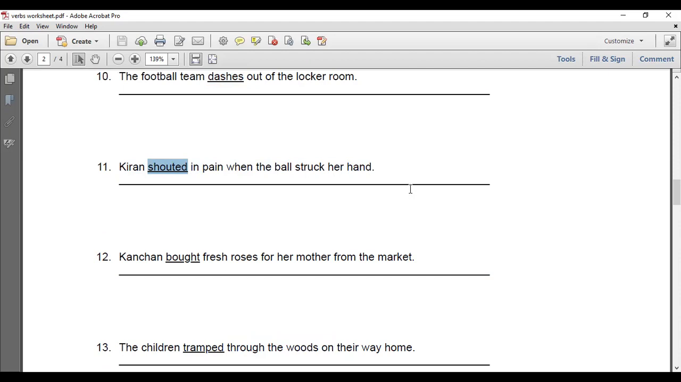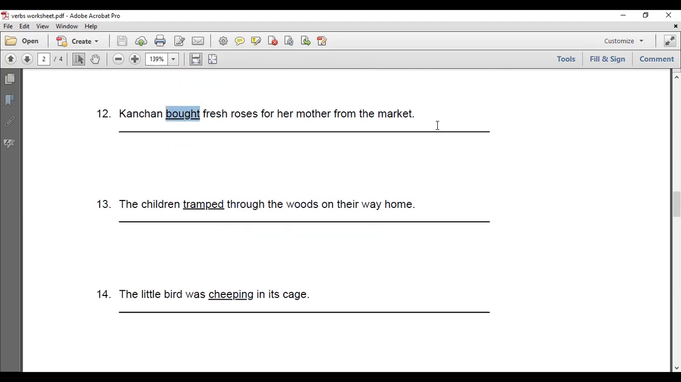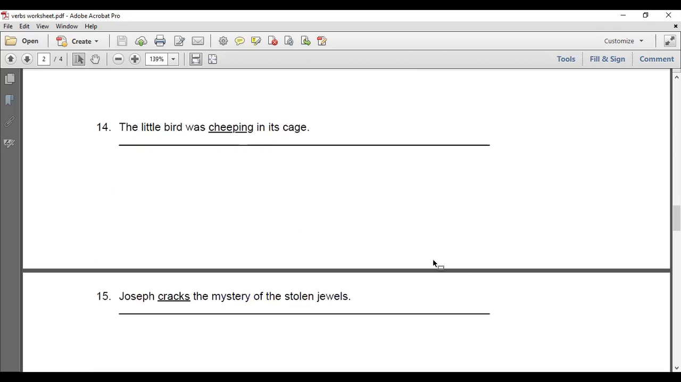Kanchan bought fresh roses for her mother from the market. Another word for bought. The children tramped through the woods on their way home. Tramped. You don't know the meaning, you can use the dictionary. The little bird was chirping in its cage. Spelling mistake there, it should be chirping.